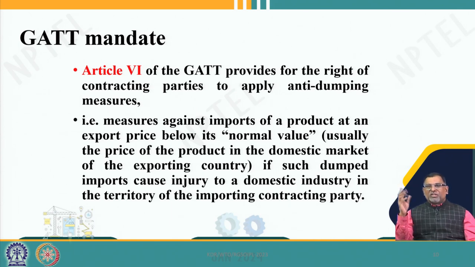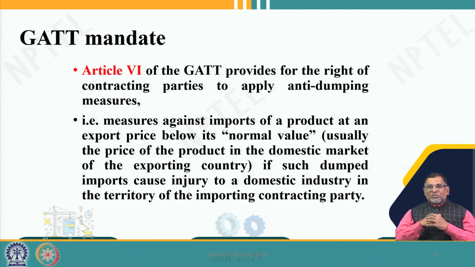For example, if India is exporting a particular product into the United States, the normal value is the price of the product which is sold in the Indian market. So, the exporting country price is the normal value. If such dumped imports are causing injury to the domestic industry, I already said that dumping per se is not actionable, dumping per se is not prohibited. It must cause injury to the domestic industry.